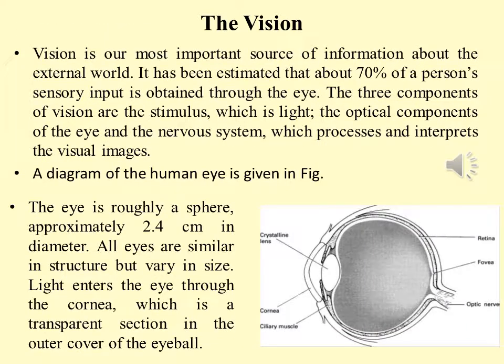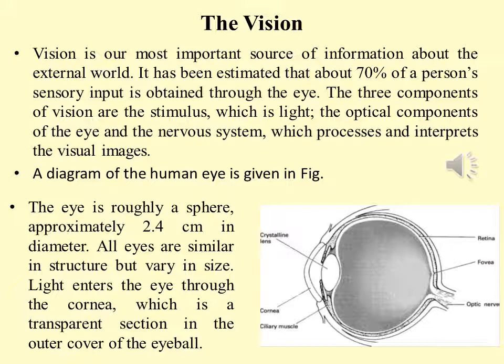The vision. Vision is our most important source of information about the external world. It has been estimated that about 70% of a person's sensory input is obtained through the eye. The three components of vision are the stimulus, which is light, the optical components of the eye, and the nervous system, which processes and interprets the visual images.